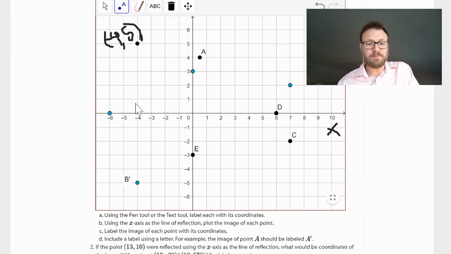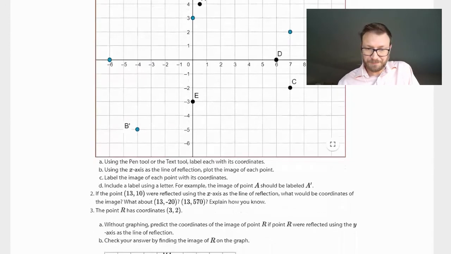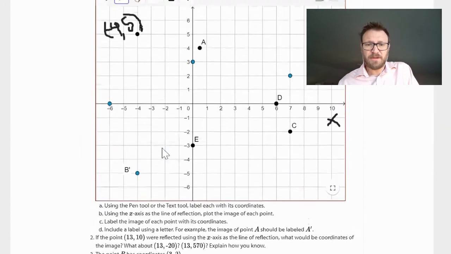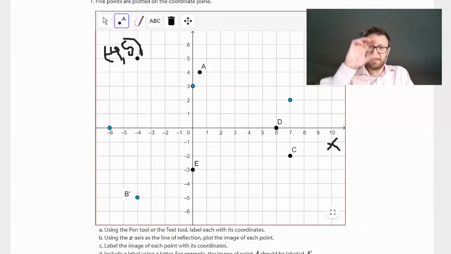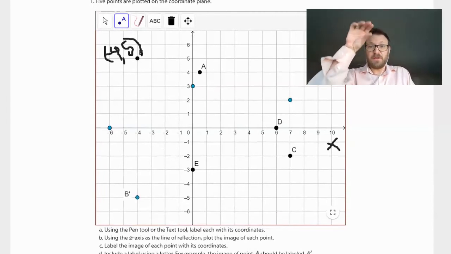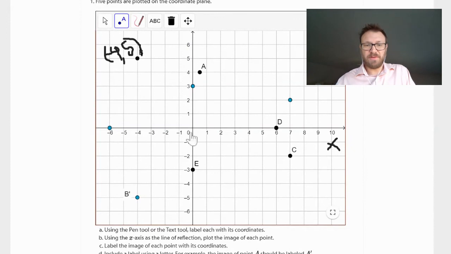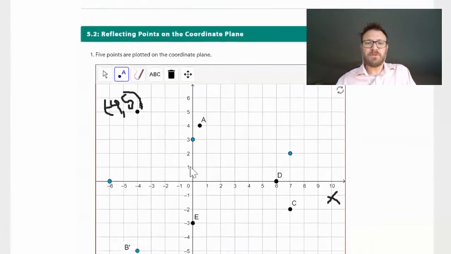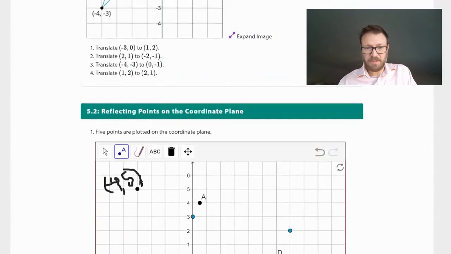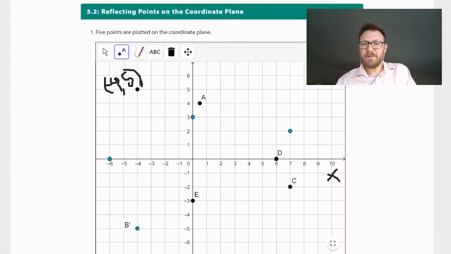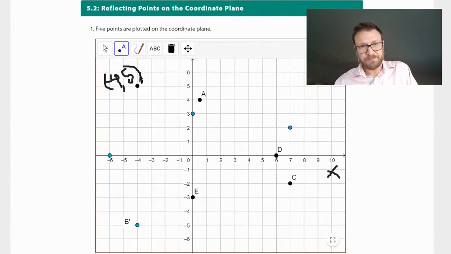Okay? So I want you to think about all that. We talked about translating, moving up and over, maybe down and to the left, or up to the right, or up to the left. How are we moving the points? But then also reflecting over the y-axis, reflecting over the x-axis. So take a moment, pause, and maybe write down some notes in your notebook.